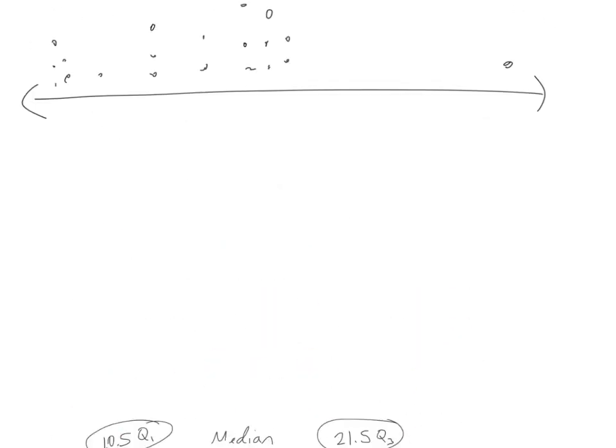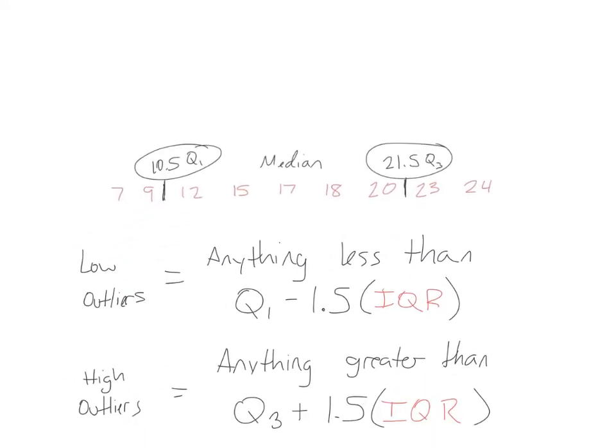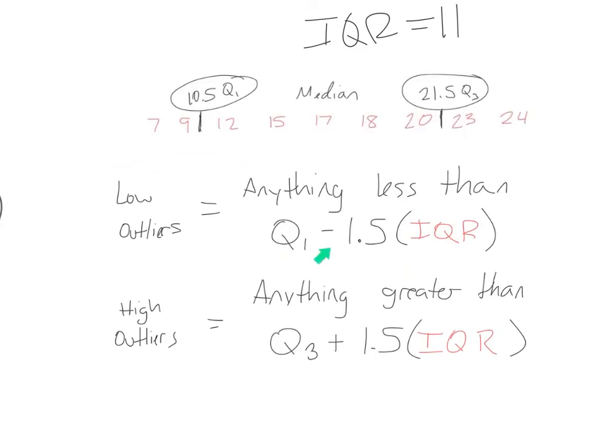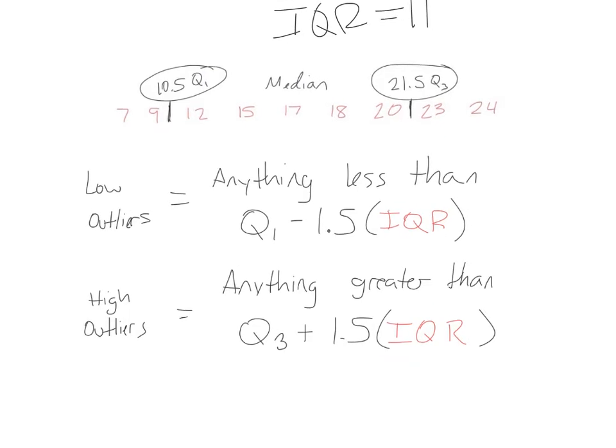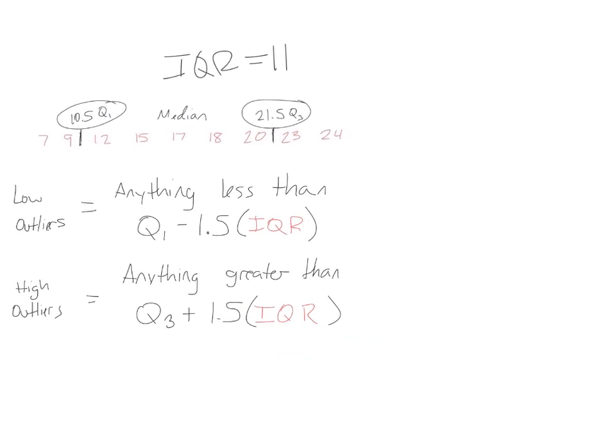So what was our interquartile range from up there? It was 11, right? Okay, so the IQR was equal to 11. So let's use that. Anything less than quartile 1 minus 1.5 times the interquartile range of 11. So what was our first quartile here? Well, it was 10.5. So let's do 10.5 minus 1.5 times our interquartile range, which from that data set we were previously working with was 11.